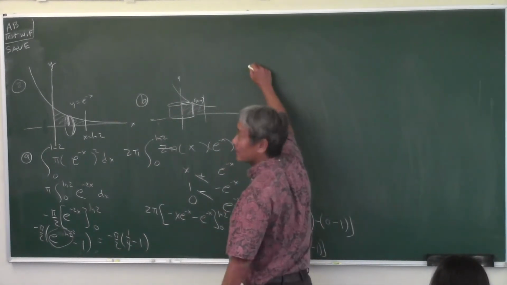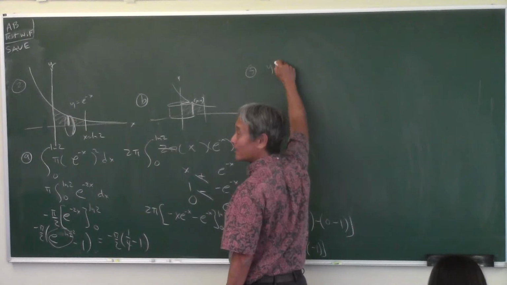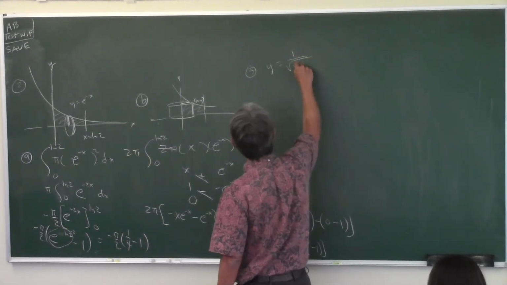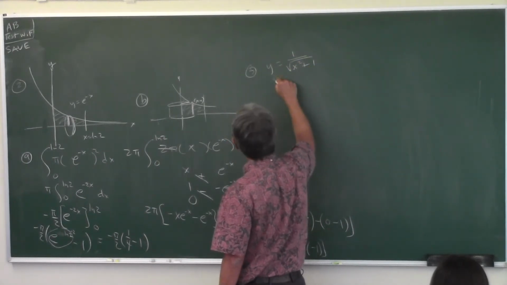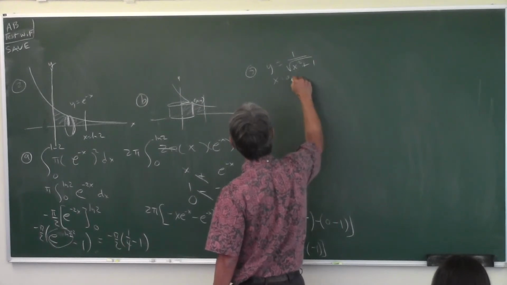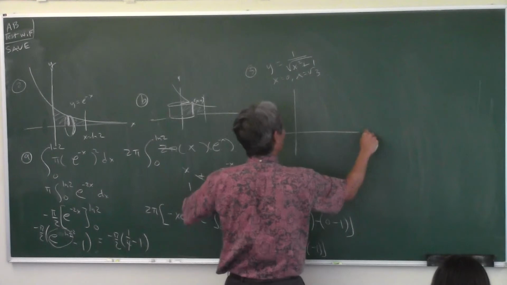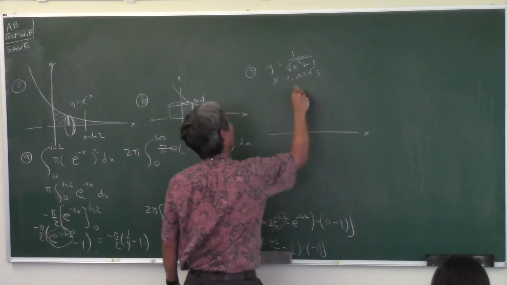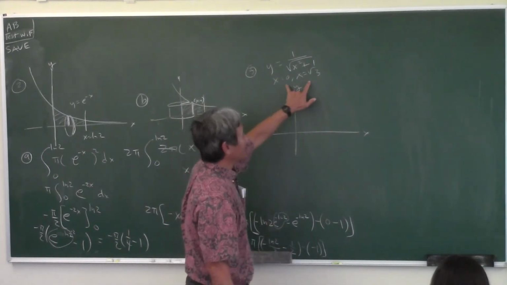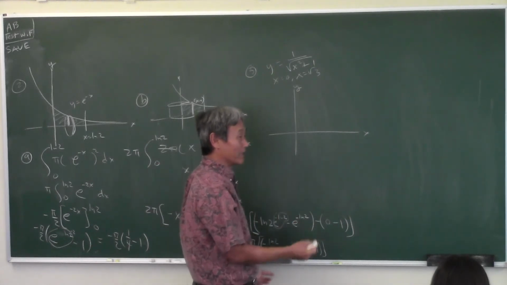All right, number 3. Y equals 1 over root x squared plus 1, x equals 0. Mr. Park, I don't know how to graph this. Well, I told you, if you don't know what the graph looks like, plot the endpoints and then a number in between if you need.